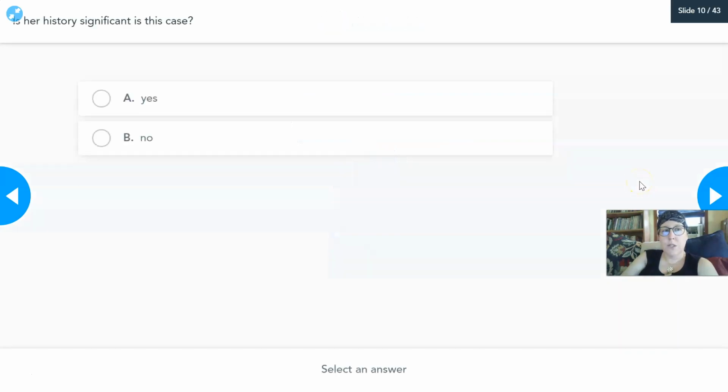Okay, so was her history significant in this case? If you remember when we were reading, we were talking about her having had a history of strep throat and having been on a course of antibiotics. So do you think this is significant, yes or no?